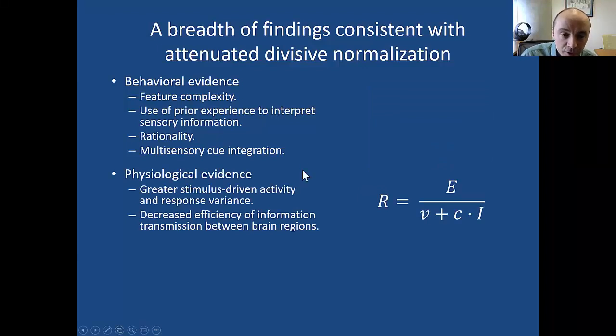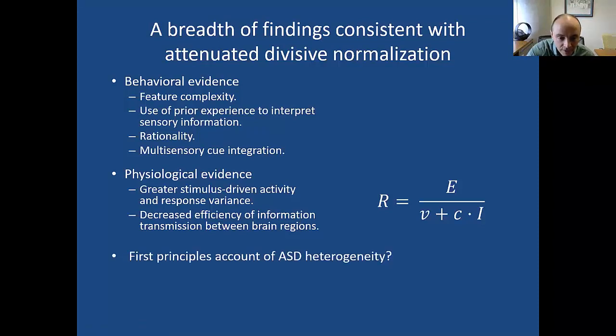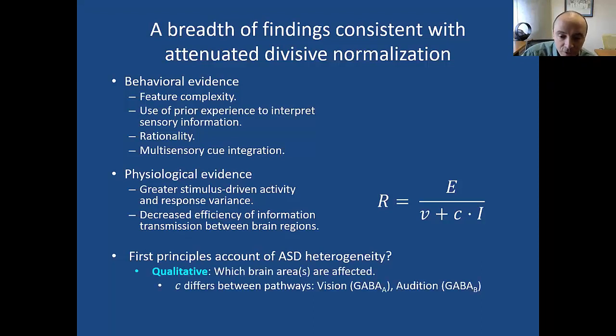It can also predict physiological evidence, including greater stimulus-driven activity and larger response variance. This is something that you see in rodent models of autism and is predicted by our model. And also decreased efficiency of information transmission between brain regions. So can this potentially give rise to a first principles account of autism? I think that's still a relatively simplistic perspective, but there seems to be some support for this. So we can account for qualitative differences between individuals with autism.